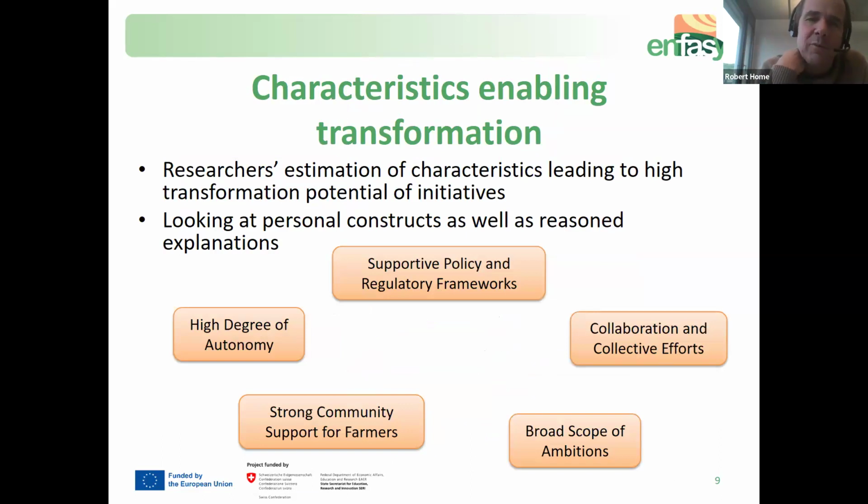And from all this, we came up with some characteristics which are common through many of the initiatives that we looked at. Characteristics which enable them to achieve their transformation goals. Supportive policy and regulatory frameworks are important. A degree of autonomy is also strong. The people who know what actions to take are the people on the ground doing these initiatives.